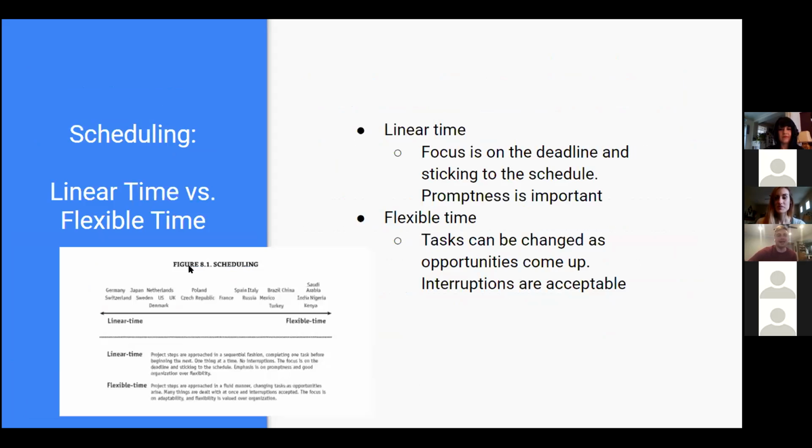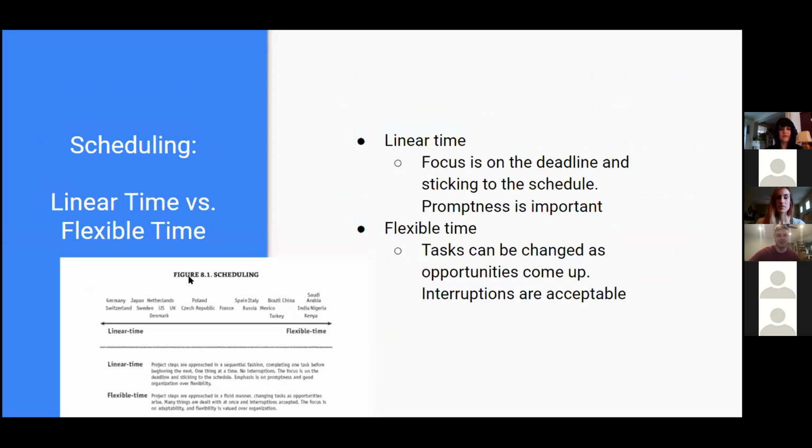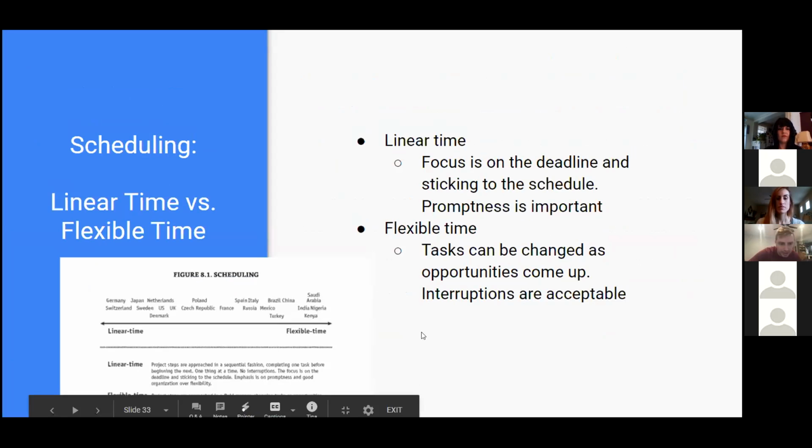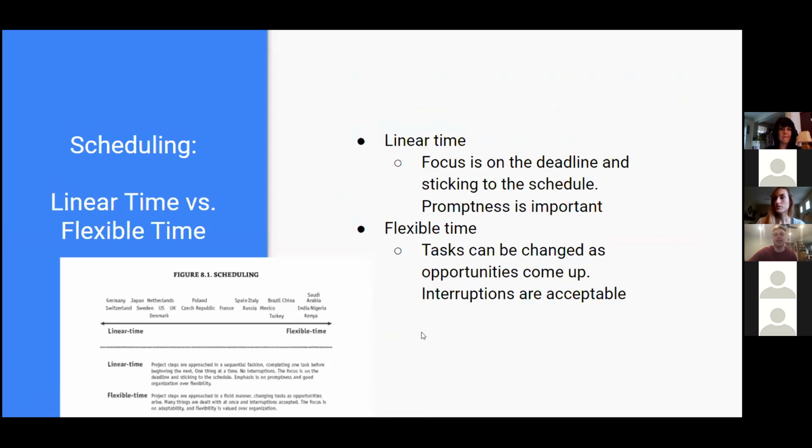All right. And our last one, I think, is probably one of the easiest ones to understand. So the scale is focused on scheduling, on linear time and flexible time. So with linear time, it's focused on the deadline and sticking to the schedule. Promptness is important. With flexible time, they focus on tasks that can be changed up as opportunities come up and interruptions are acceptable. They're able to deal with those interruptions and sort of adapt on the fly.